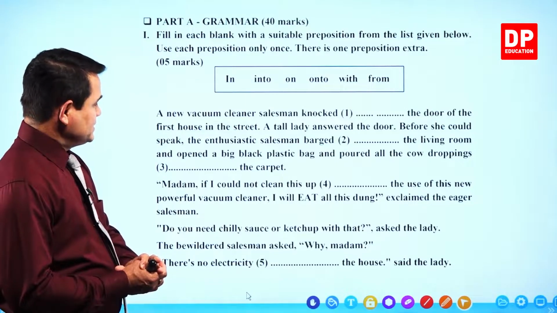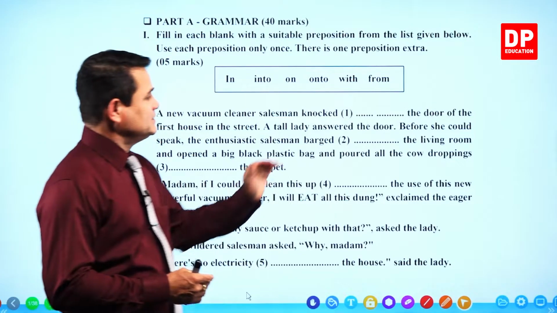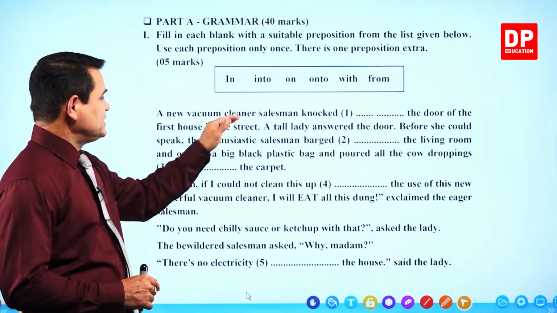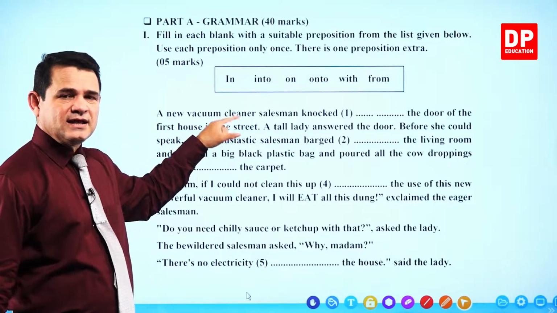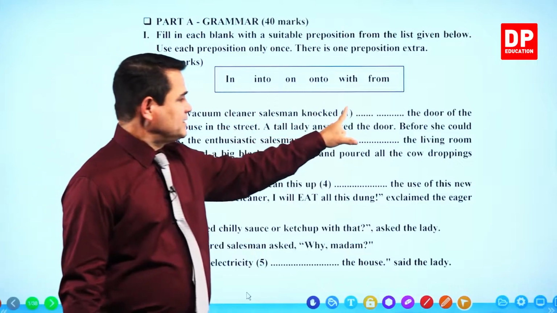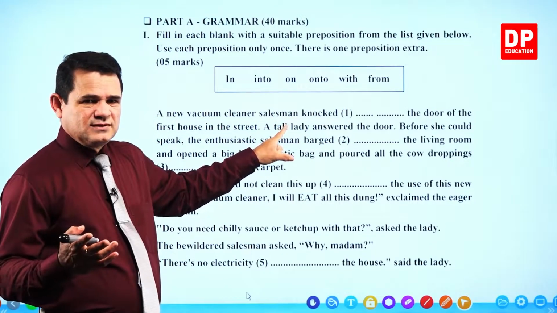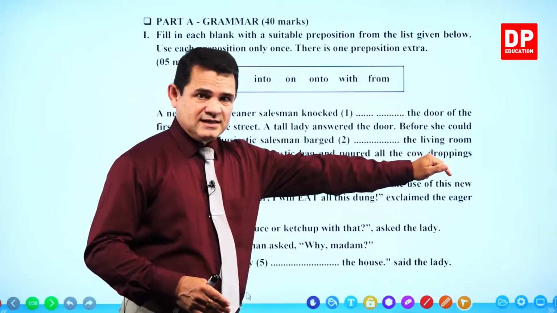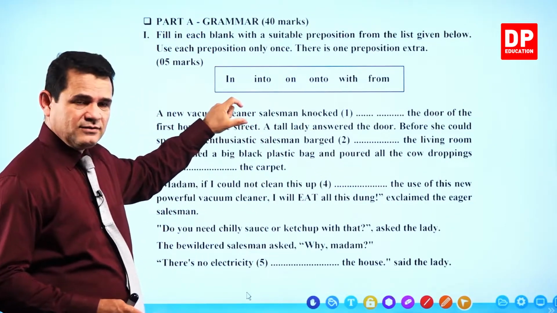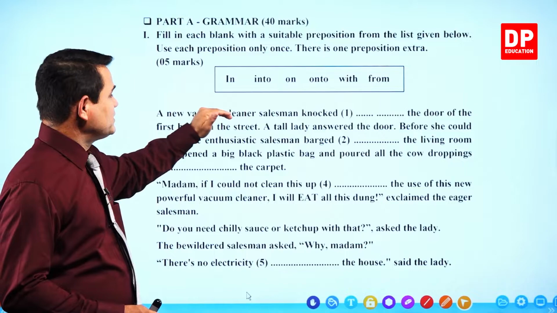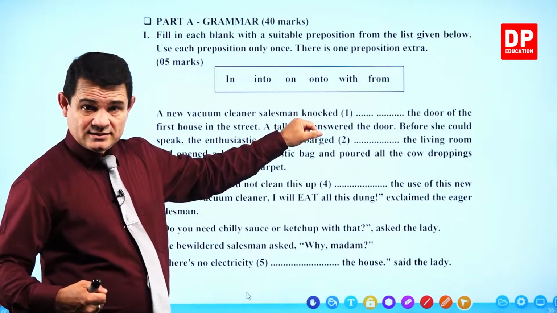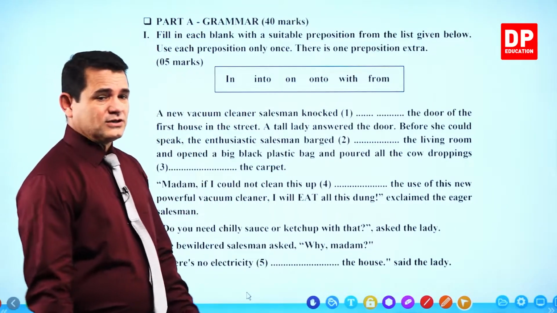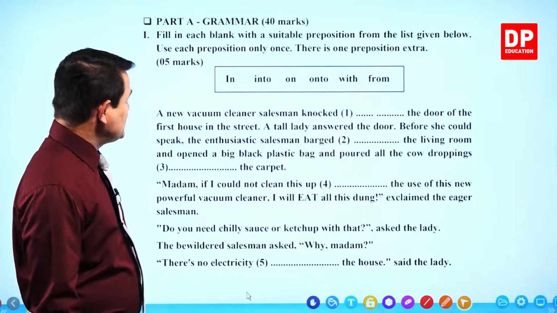A new vacuum cleaner salesman knocked the door of the first house in the street. Now you see, without reading the rest of the part, of course you can't get an idea of that sentence. Read beyond the blank. Now you can get an idea for that sentence. A new vacuum cleaner salesman knocked the door of the first house in the street.